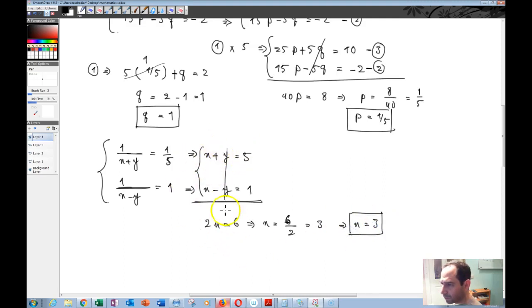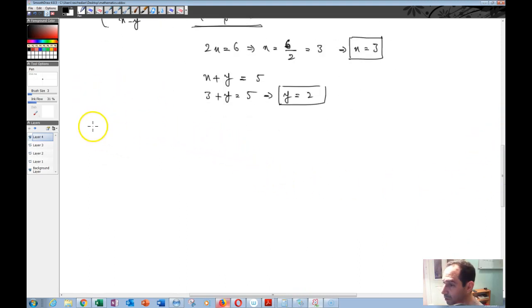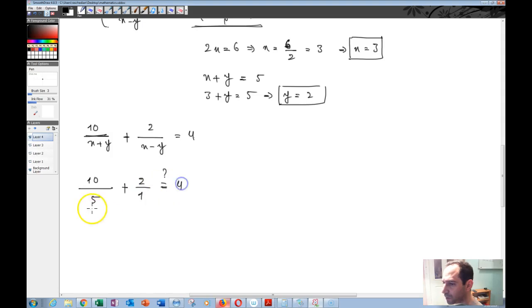And then if you take, for example, this equation up here, x plus y is equal to 5. So 3 plus y is equal to 5. So that means that y is equal to 2. So that is basically the value of x and y. Now if you want to test this, you can write one of the equations, 10 over x plus y plus 2 over x minus y was equal to 4. So 10 over x plus y, that's 5, x minus y is 1, 2 over 1 is supposed to be equal to 4. That's 2 plus 2 is equal to 4. So the solutions are correct.